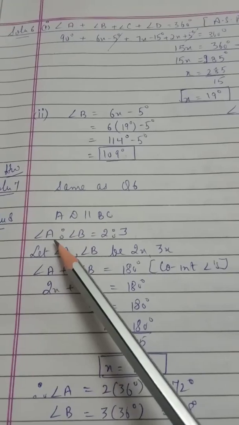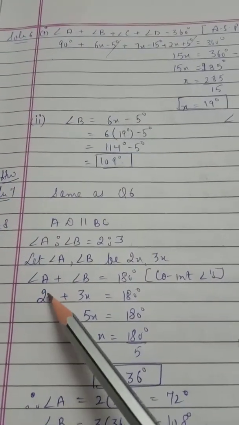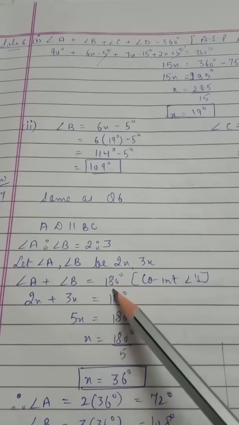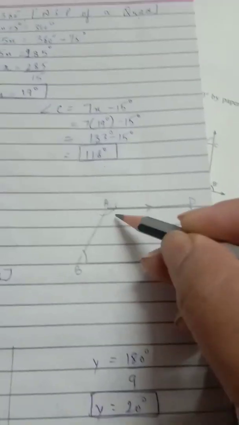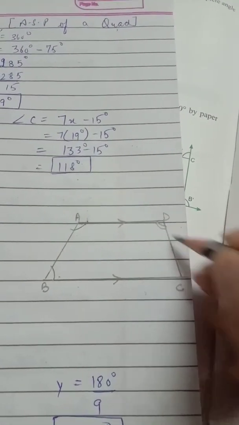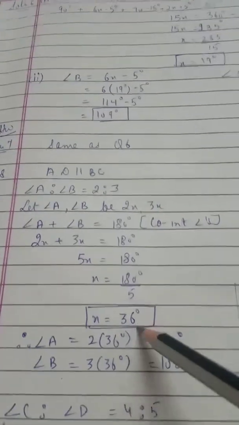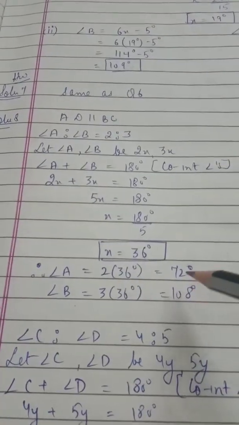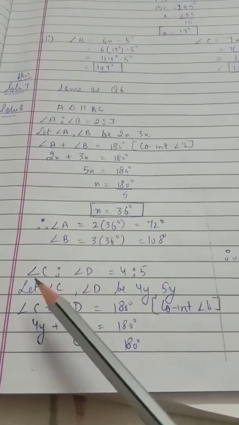Now first talking about angle A and angle B, we'll take the angles as 2x and 3x. When you add angle A and angle B, you get 180 degrees as they are co-interior angles. If you see the figure, two angles between the parallel lines are co-interior angles. So A and B are co-interior, and in the same way D and C are also co-interior angles. Using this, we'll get the value of x as 36 degrees, and then angle A is 72 and angle B is 108 degrees.